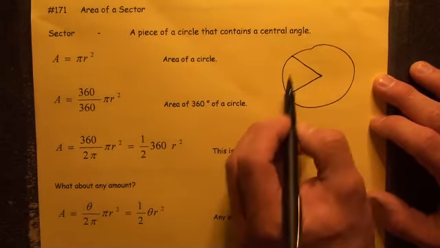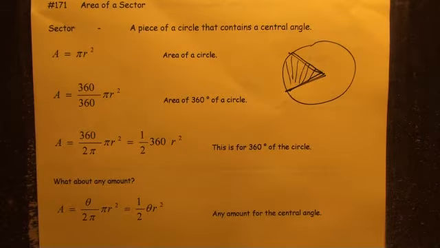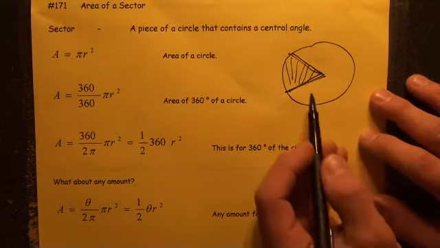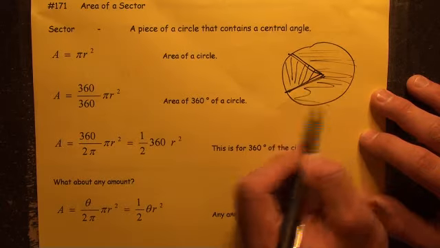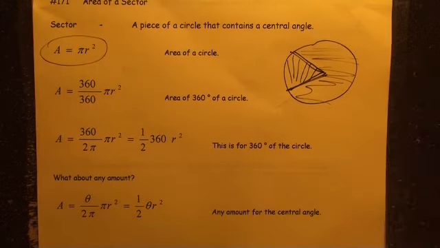Here's a piece of a circle. Here's a central angle. This area here would be called a sector. Of course, this would be the minor sector. You could find the area of this major sector as well. Nonetheless, let's take a look at how we would find the area of that sector.